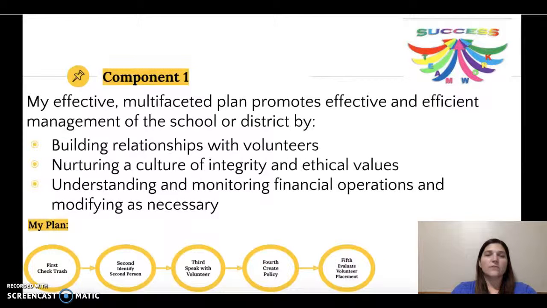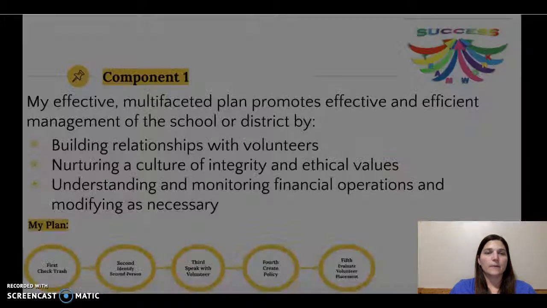My reflection. Component 1, my plan promotes effective and efficient school management by building relationships with these volunteers, by making sure that there's trust and good feelings between us, by nurturing a culture of integrity and ethics, and also by monitoring the financial operations and making any changes as necessary.